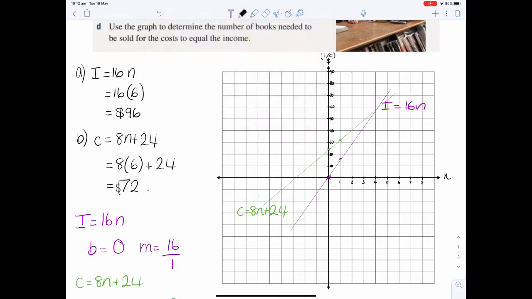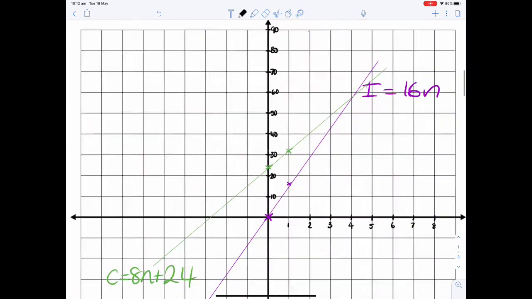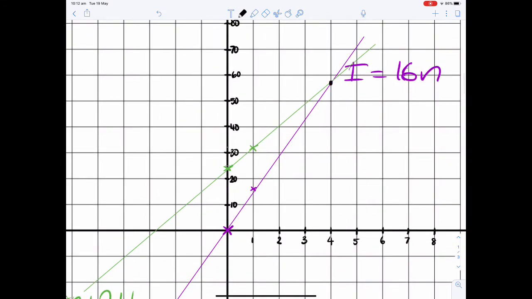Now, part D is asking, use the graph to determine the number of books needed to be sold for the cost to equal the income. So, that point of intersection is what we're looking for, the number of books. Let me just double check that my equations are nice and accurate.